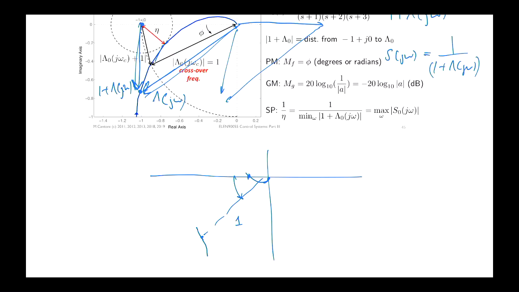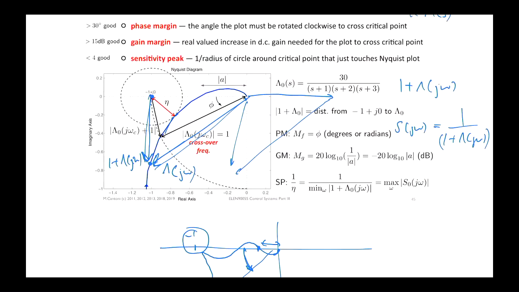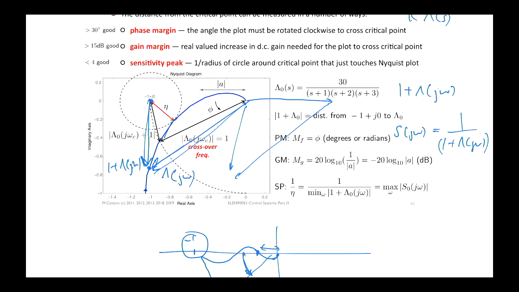Okay, but if we look at the critical point minus 1, even though we've got a large phase margin and a large gain margin because that's small, we could end up with something like this, right? Meaning there's a frequency where we are close to minus 1, right? Which will give you a big sensitivity peak, right? So good phase margin and good gain margin is necessary for having a small peak in the sensitivity function, but it's not sufficient, okay? The best measure of how close you are is in terms of this circle, okay?